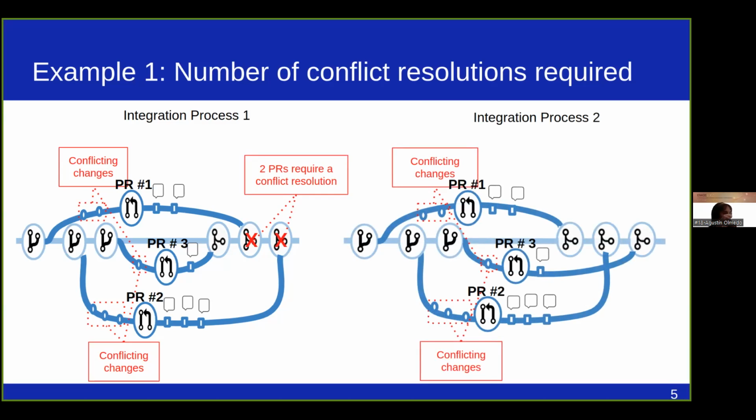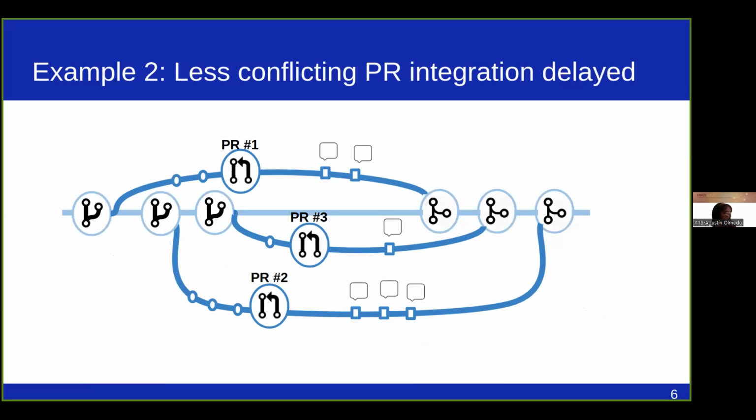Now let's consider another integration process for the same pull requests. In this case, pull request 1 and pull request 2 are automatically integrated, and pull request 3 requires a conflict resolution. So in the second integration process, the number of required conflict resolutions is smaller than in the first one, and therefore it is more efficient.